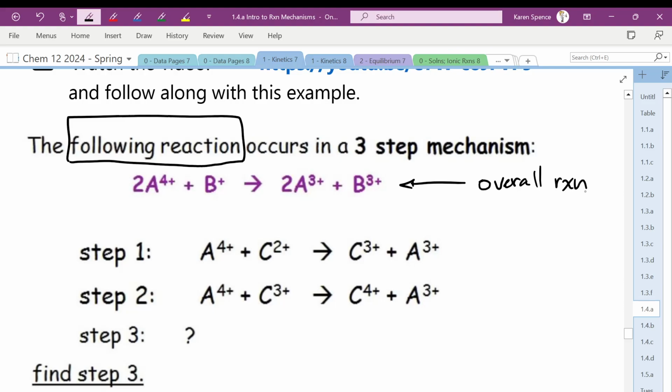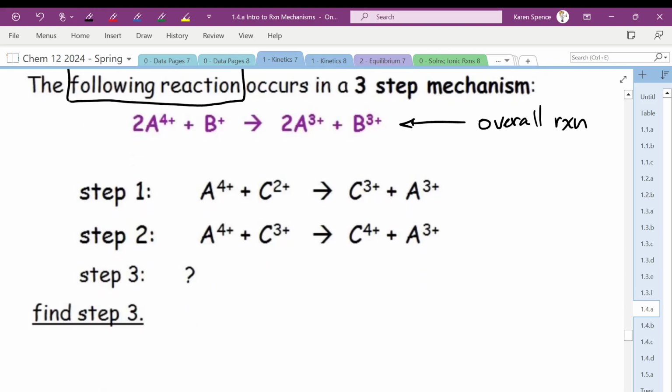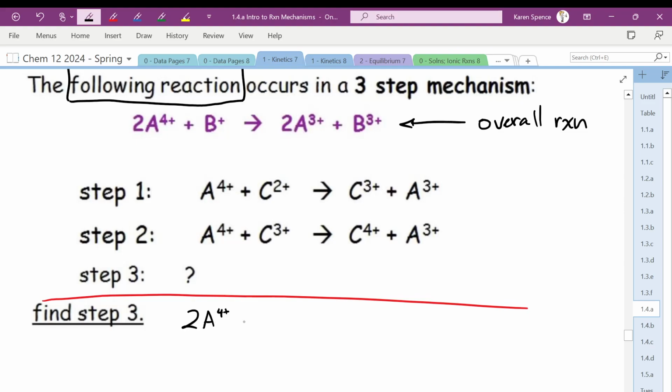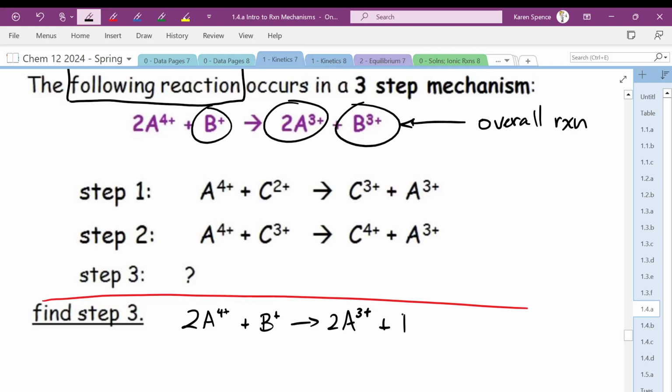So we have already added it up. Now, often, and this is a little tricky, they will give you the overall reaction at the top. And normally, what do we like to do? We like to add things up as we go downwards. So wouldn't it be nice if we put the 2A4 plus at the bottom, right? And the B plus goes to 2A3 plus, B3 plus. So what we've done is we've written the overall at the bottom.